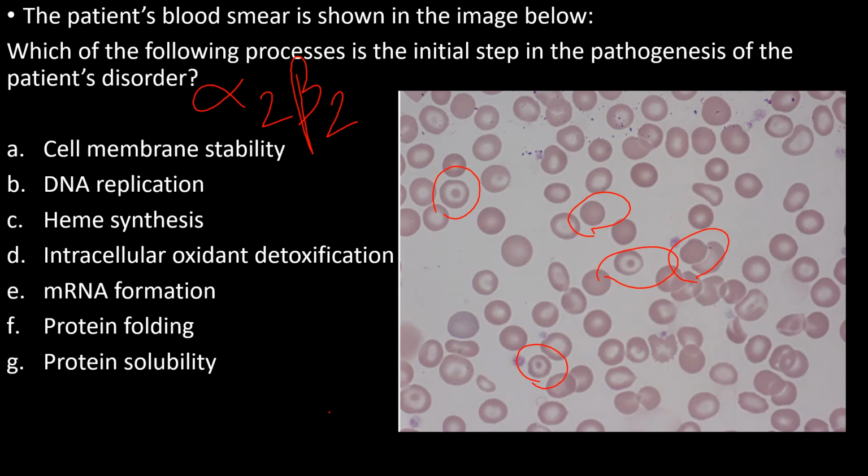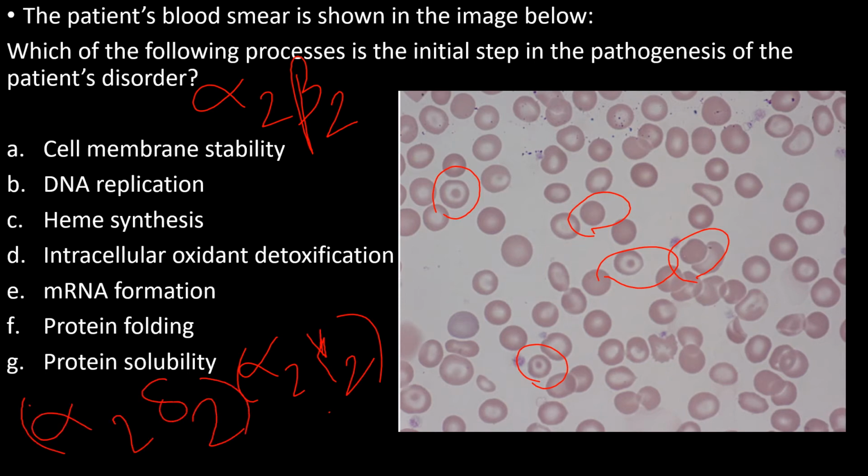The resulting beta globin deficiency occurs in the setting of normal heme and alpha chain synthesis, leading to increased formation of hemoglobin A2 and hemoglobin F, which is alpha 2 gamma 2, whereas hemoglobin A2 is alpha 2 delta 2. Thus, the answer to this question is mRNA formation.